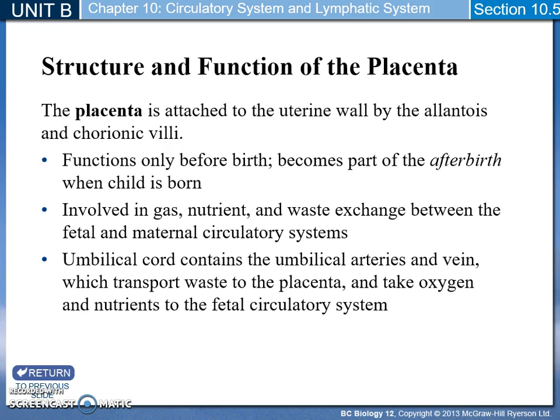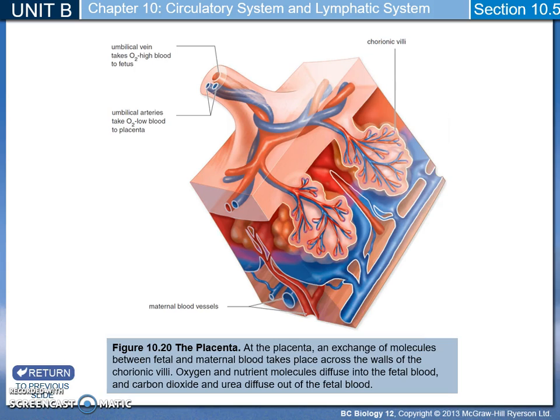And so the umbilical cord contains the umbilical arteries and vein, and that transports waste to the placenta and takes oxygen and nutrients to the fetal circulation. So here's more of a close-up diagram of the placenta. And so here you can see that the chorionic villi come in close proximity with the maternal blood vessels, and so we have the umbilical arteries, which bring oxygen and nutrient-poor blood to the placenta, where the blood can pick up the nutrients that the fetus needs, and then get rid of waste products. And then we have the umbilical vein, which takes oxygen and nutrient-rich blood throughout the circulation of the fetus.